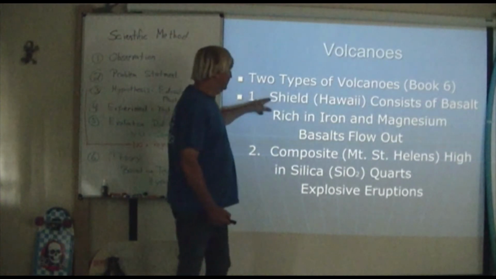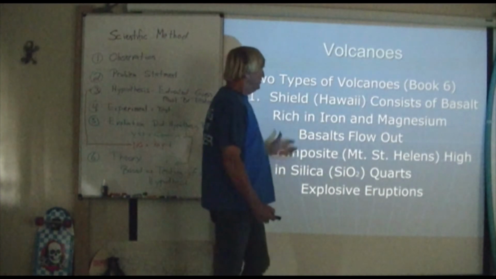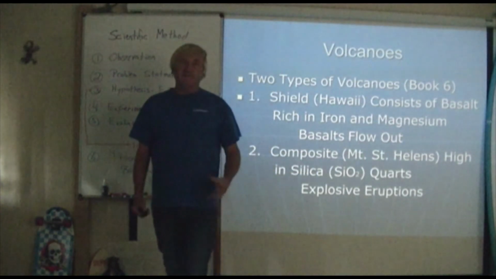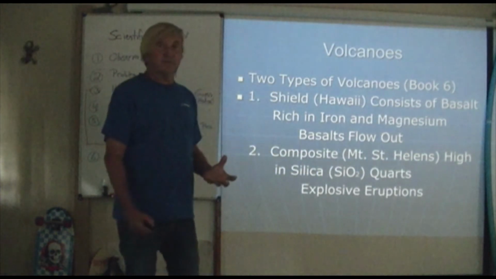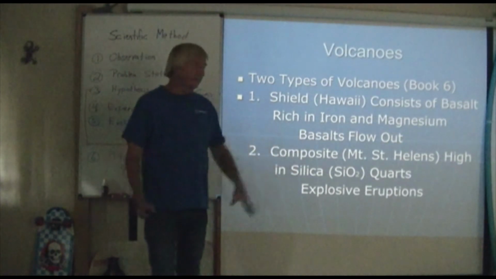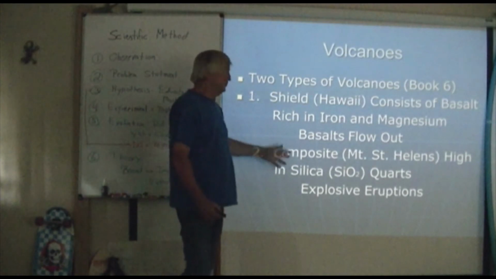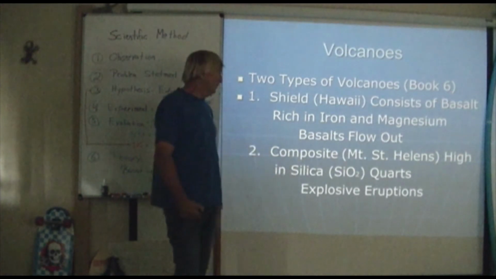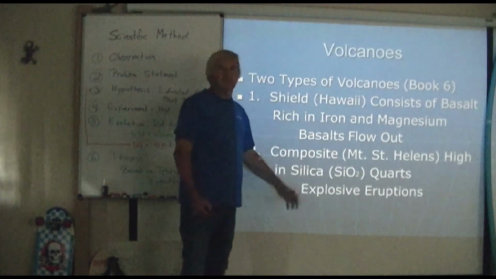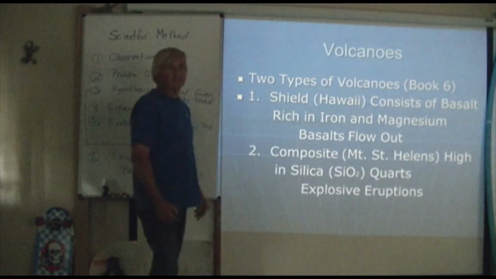But certainly the shield volcanoes are Hawaii. This is a basaltic rock that's rich in iron and magnesium. Very high temperature. Very dark rocks, but they flow out. Whereas the composite volcanoes, the strata volcanoes, or the continental volcanoes that you find on continents, these tend to be very explosive because of the quartz content.